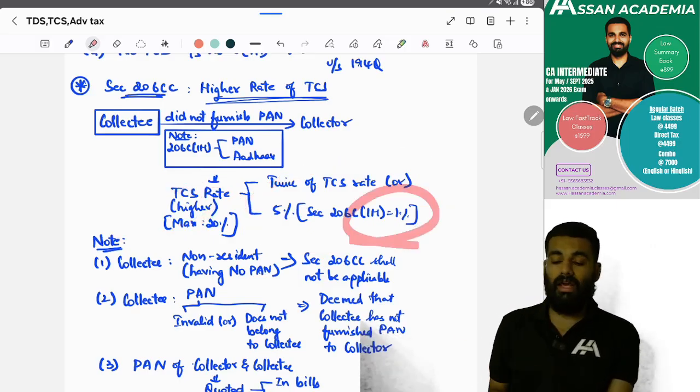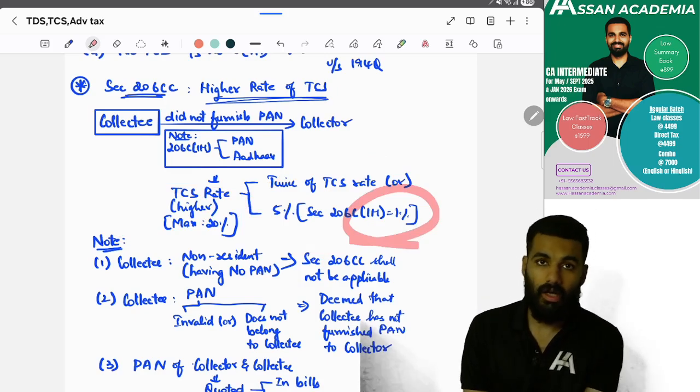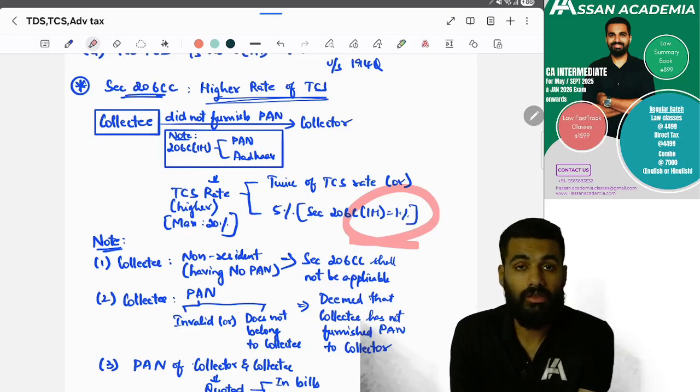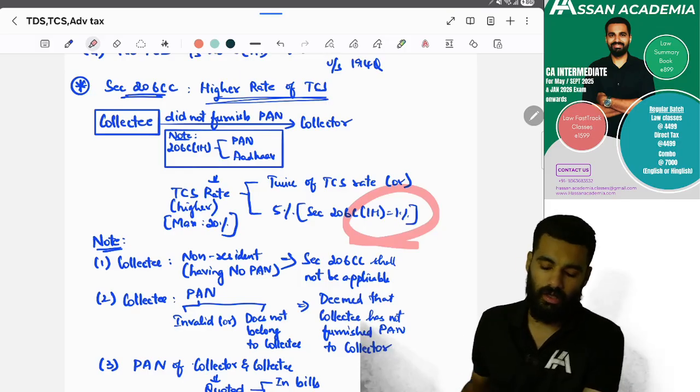And in case of 206C(1H), what is it? I told you, in excess of 50 lakhs, 0.1% on sale of goods. Instead of 5%, it will be 1%.